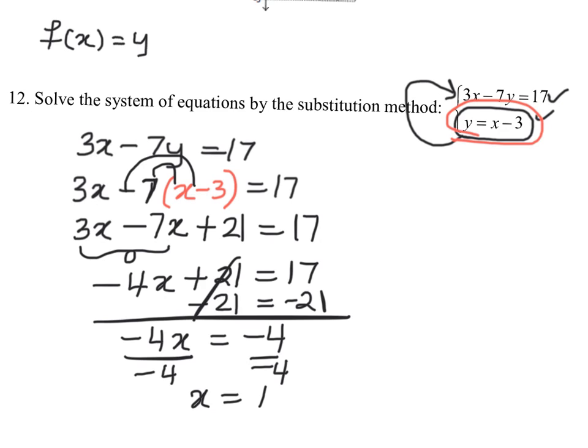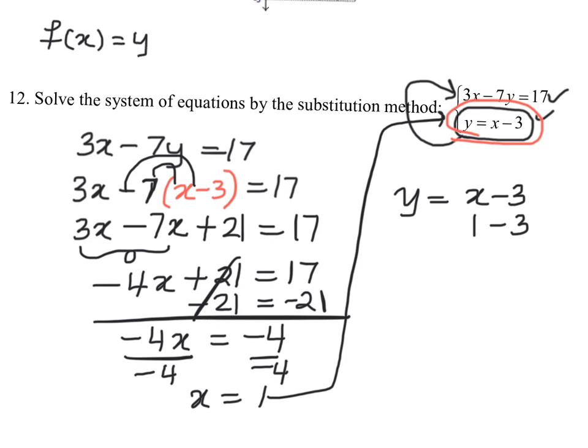How do I find it? I'm simply going to take this one and plug it in here. You can actually plug it into any of the equations, but I would like to plug it in here because it's nice and cleaned up for me. So y is equal to x minus 3. What did I get my x as? 1 minus 3. So y is equal to negative 2. So the point of intersection or the solution for this system of equations is 1 and negative 2.